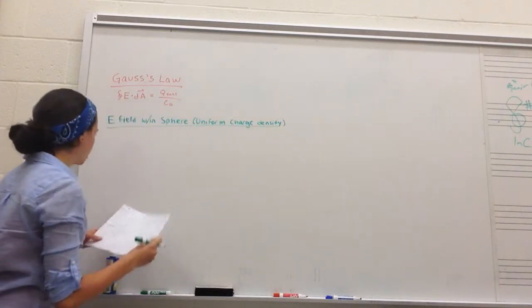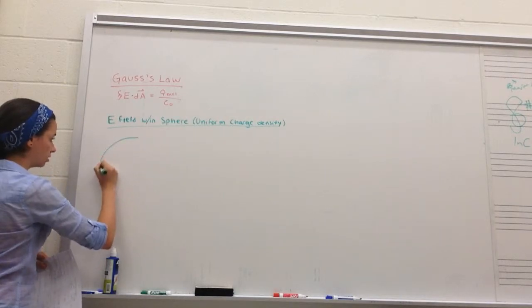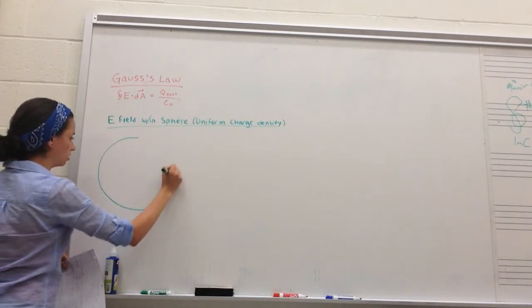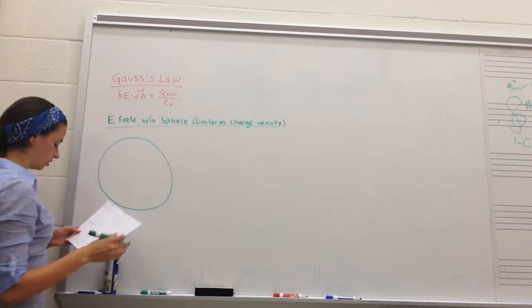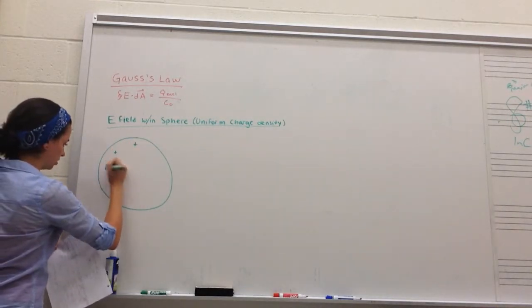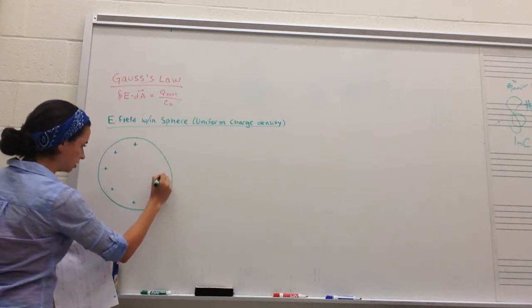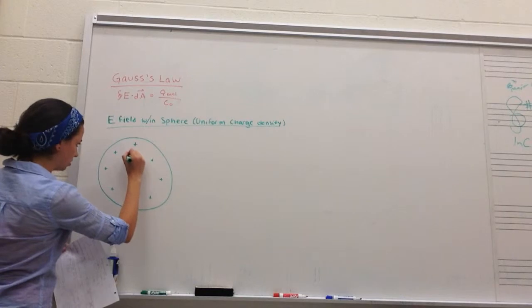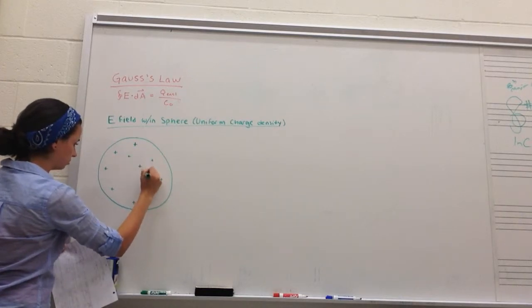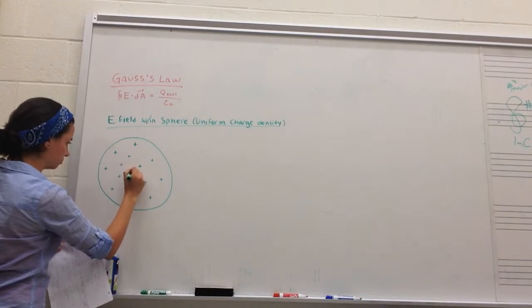Okay, so I'll draw our sphere. So here's our sphere of charge. There's a uniform charge density, so all of the little positive charges are spread out pretty equally throughout the entire thing.